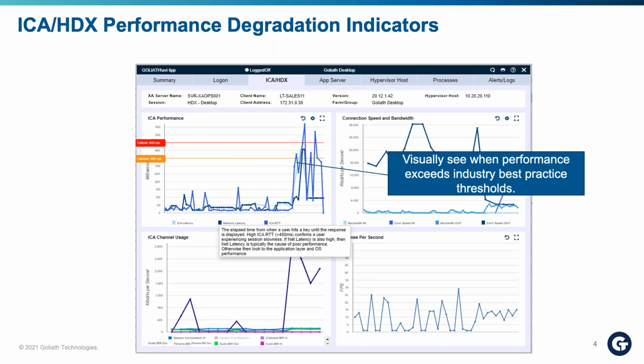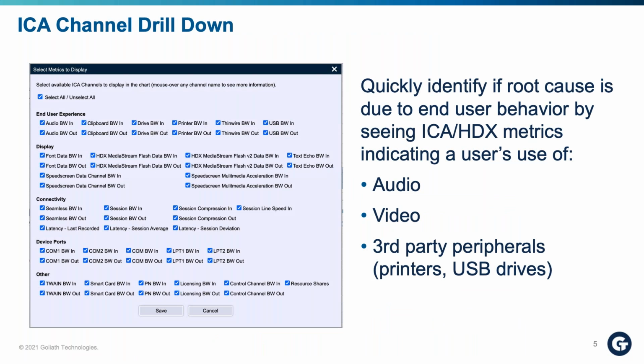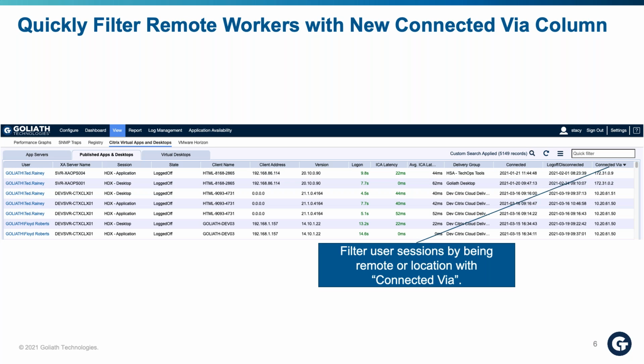We've also simplified our ICA channel drill down so you can easily determine if the root cause of poor session performance has to do with a user using too much audio bandwidth, video, or maybe using third-party peripheral devices like a printer.